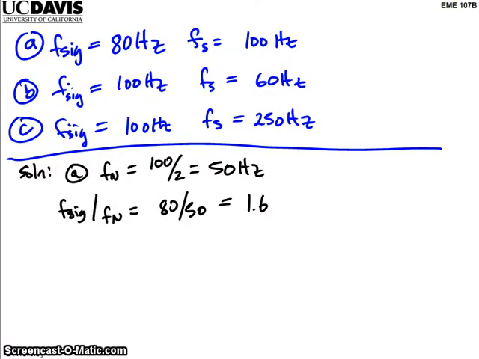Okay, so the aliased frequency, FA, is equal to 0.4 times Fn, and that ends up being 20 hertz, right? 50 times 0.4, 20 hertz.